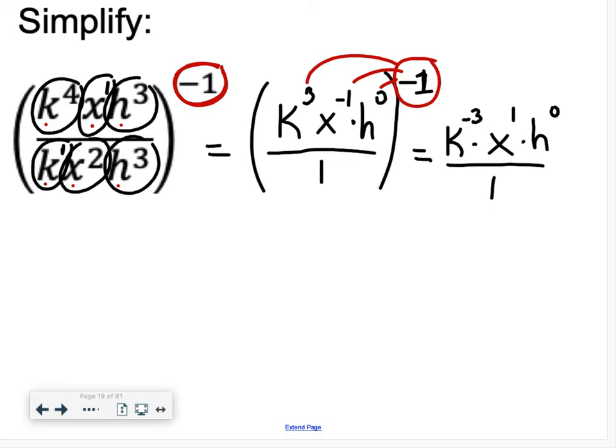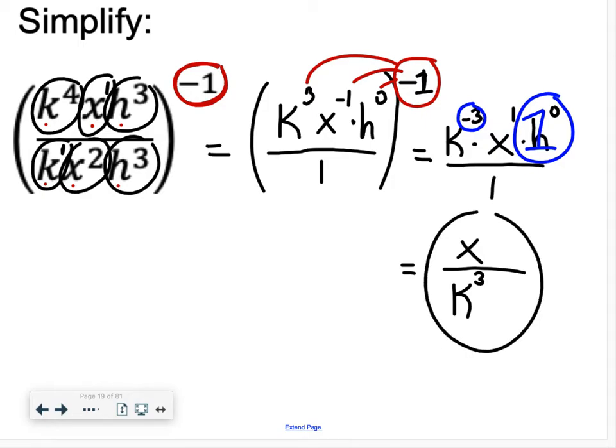And then last but not least, I don't want any negative exponents. You should never have negative or 0 exponents in your answer. Okay, so k to the negative third. Remember, when you have a negative exponent, you reciprocal that. Well, how do you reciprocal that? In this case, you're going to bring the k cubed down to the denominator rather than the numerator and make it positive. X to the first stays where it is, and h to the 0, you know anything to the 0 is really just a big fat 1. So your final answer is right there.